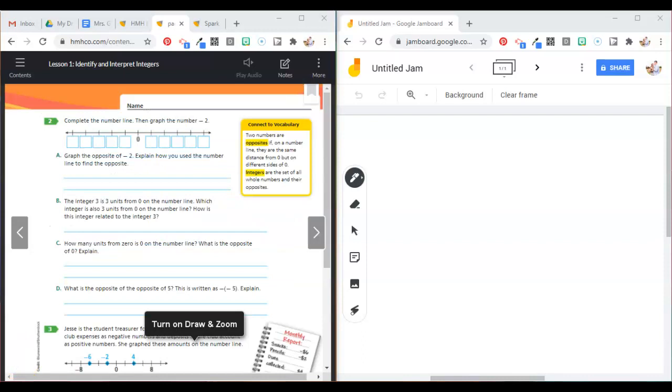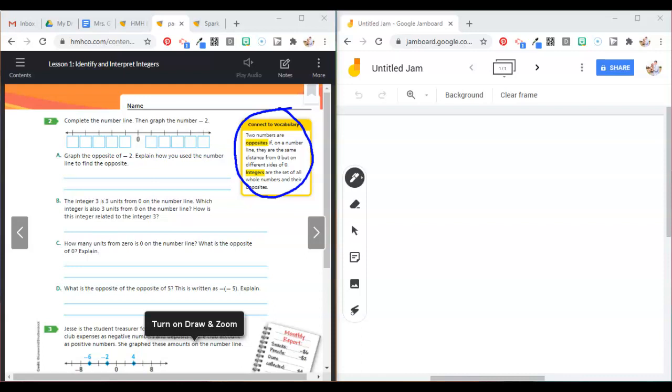Okay, on page 7, we're going to have numbers 2 and 3, and each of them have several parts to it. But before we start on those, let's look at our vocab over here. We have 2 new vocab words, which you'll be able to find on Quizlet. The first one is: 2 numbers are opposites if on a number line they are the same distance from 0, but on different sides of 0.